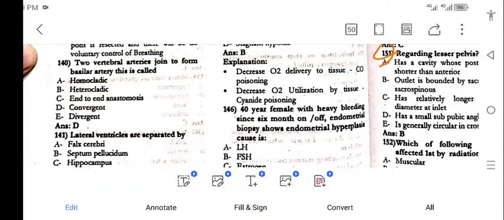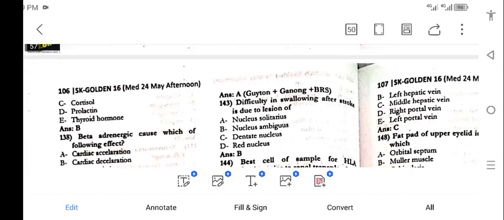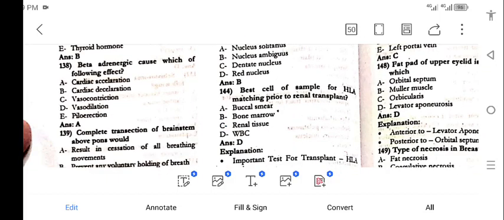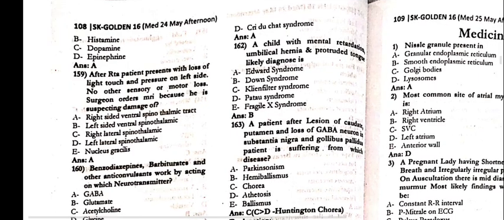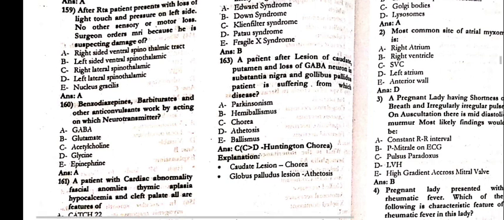CATCH 22. 162, a child with mental retardation, umbilical hernia, and protruded tongue, likely diagnosis would be Down syndrome. A patient after a lesion of the caudate with loss of GABA neurons, the substantia nigra, and the globus pallidus. The patient is suffering from chorea, Huntington disease.